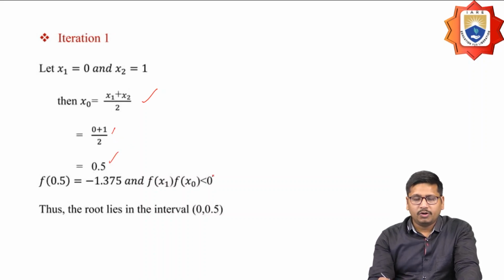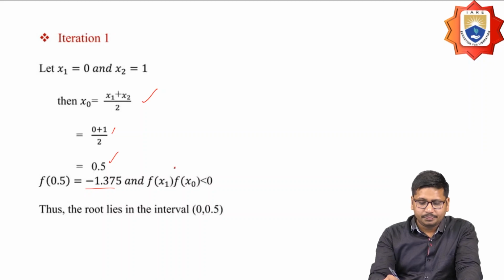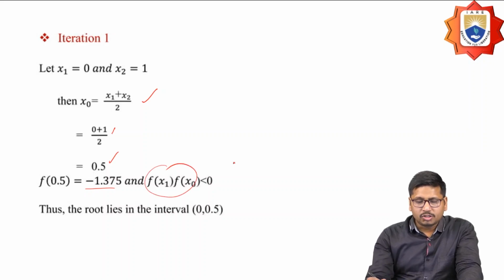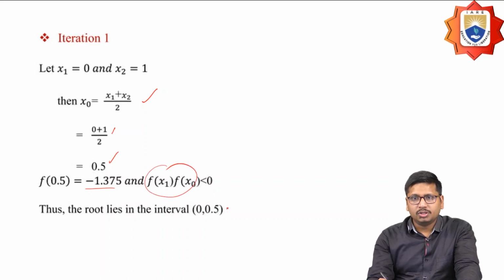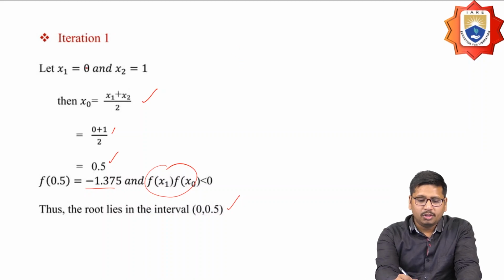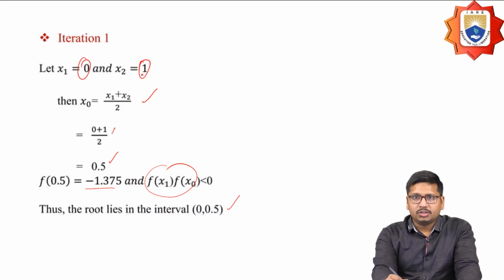So f of 0.5 should be minus 1.375. So that's why f of x0 and x1 should be less than 0, so the root is going to be lying between 0 and 0.5 only. Okay, in iteration 1, I'm going to substitute the values of x1 and x2.